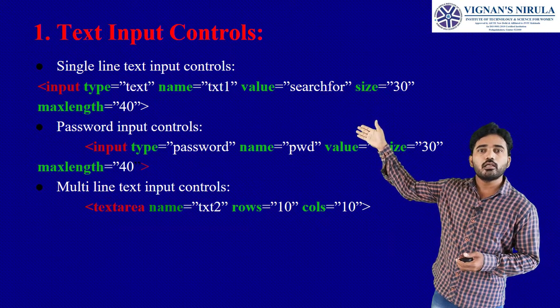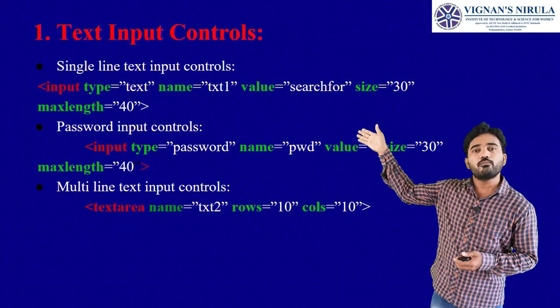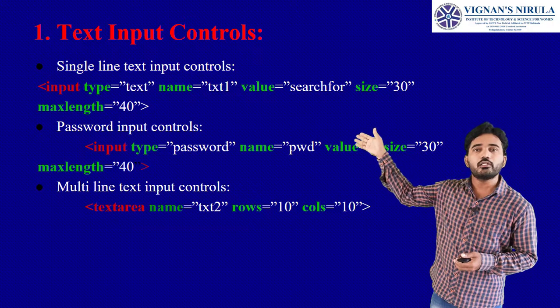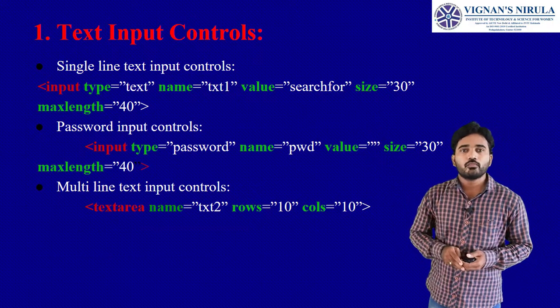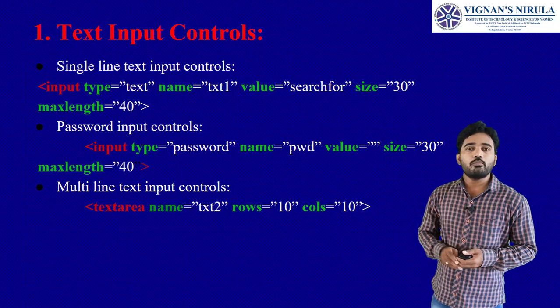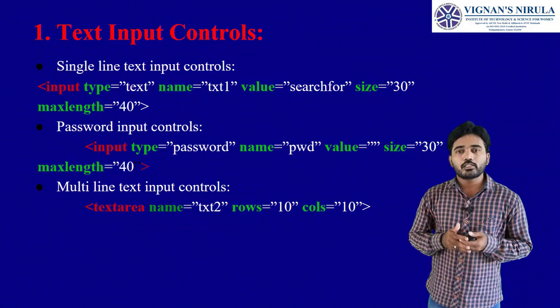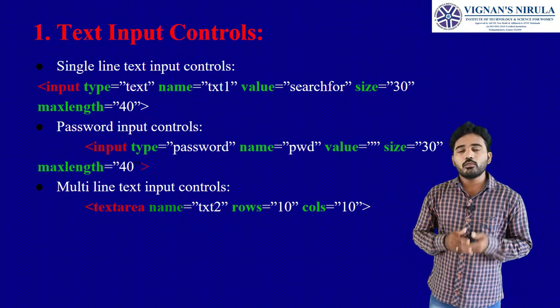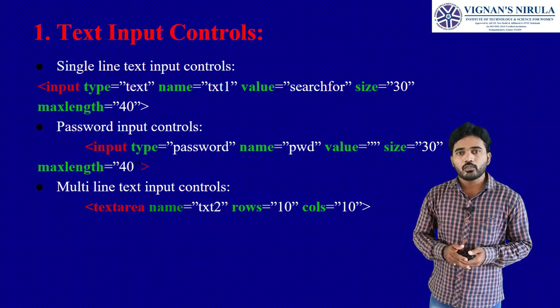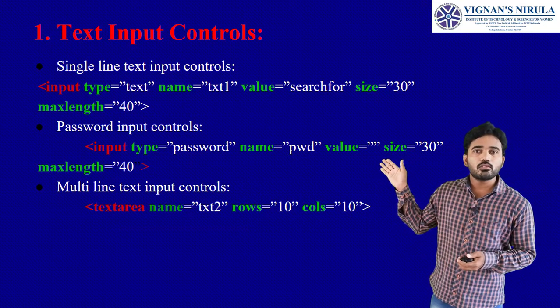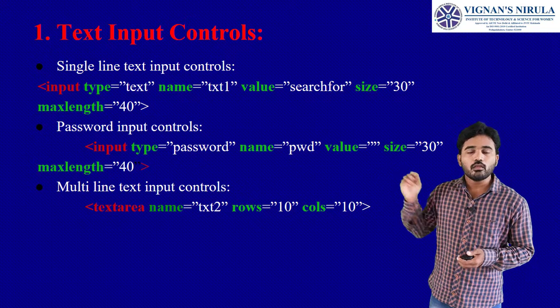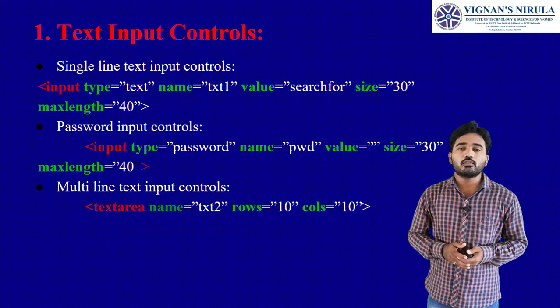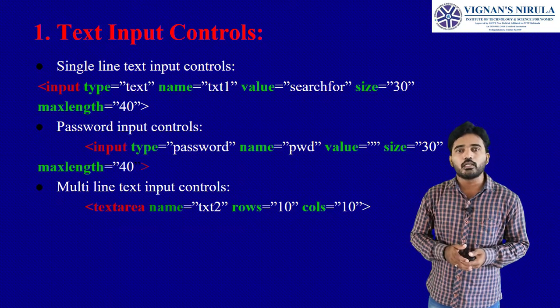So if you observe here, for every type of text input control, you need to use the input tag. So you need to write input type is equal to text, its name, its value, its size equal to 30, and maxlength equal to 40 that we have written. Here maxlength equal to 40 means the maximum number of characters that you can enter is 40.